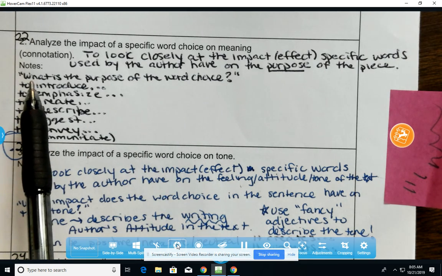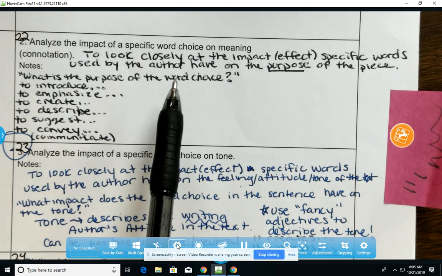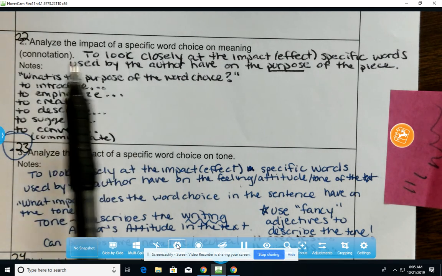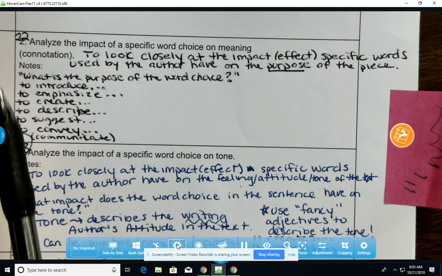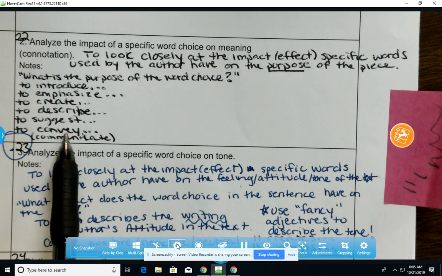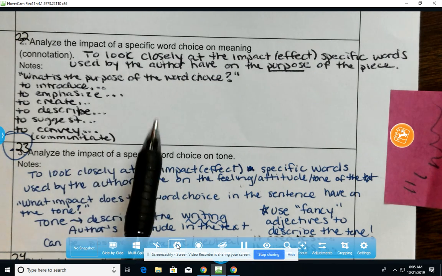A lot of times you'll see this question asked as, what is the purpose of word choice used in the piece? And it's going to always be to answer the following. Is the purpose to introduce something, to emphasize something, to create, to describe, to suggest, or to convey? Convey is a fancy word. We're going to use it a lot this year. That means to communicate. So we're going to talk and practice this one a little bit today.